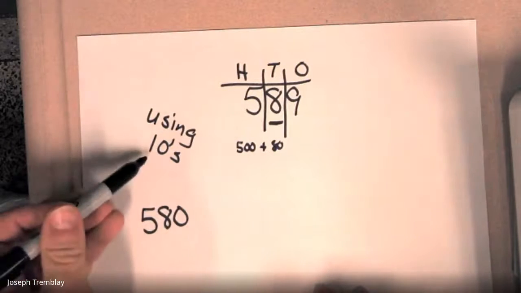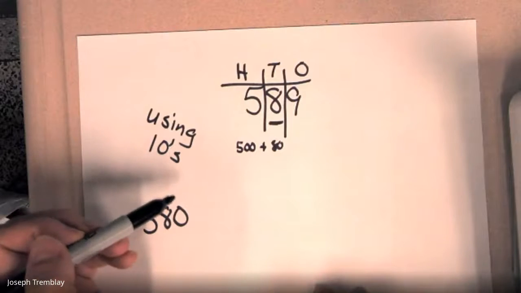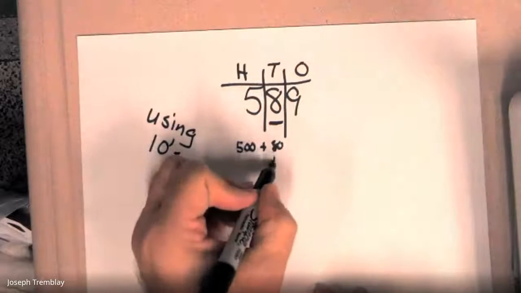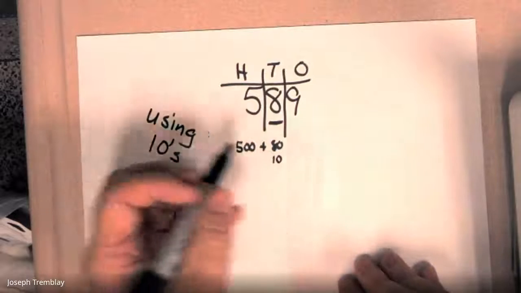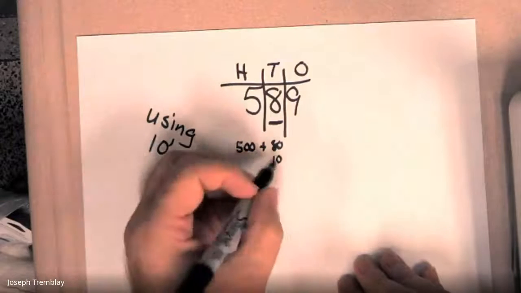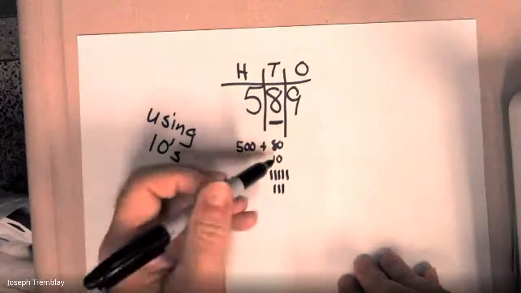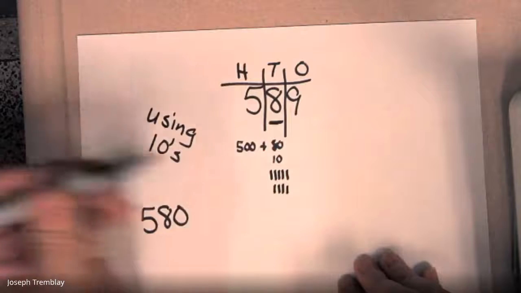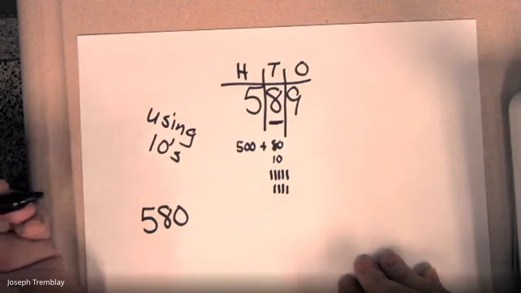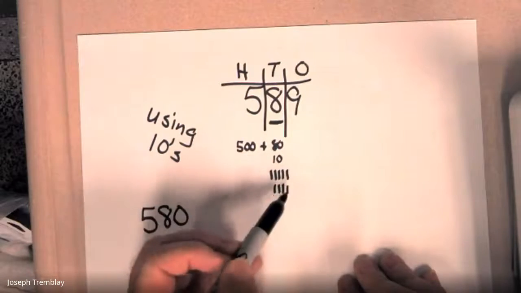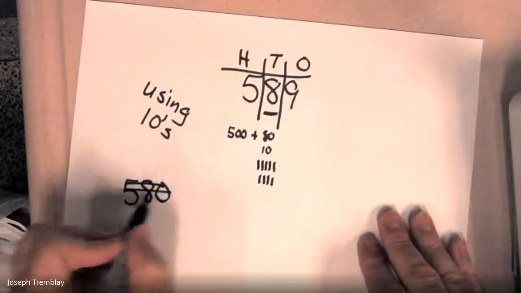Now, what am I adding here? 10, because we're using tens, right? So if I add 10 more here, what am I going to have? Well, I've got 1, 2, 3, 4, 5, 6, 7, 8, 8 ten rods, and I'm adding one more. So how many do I have now? 9. So what's 9 ten rods worth? 90. So that's 590.